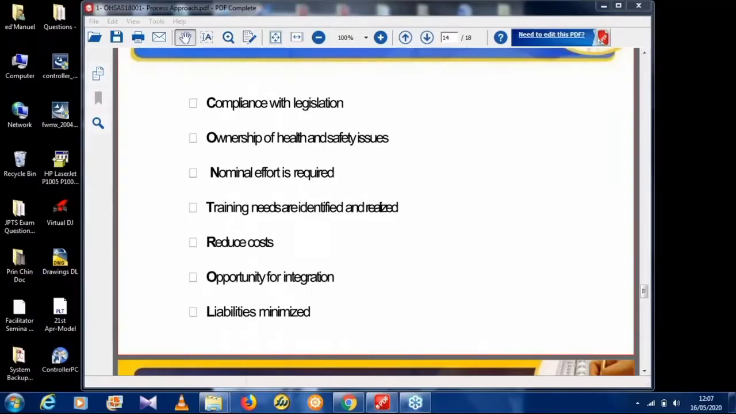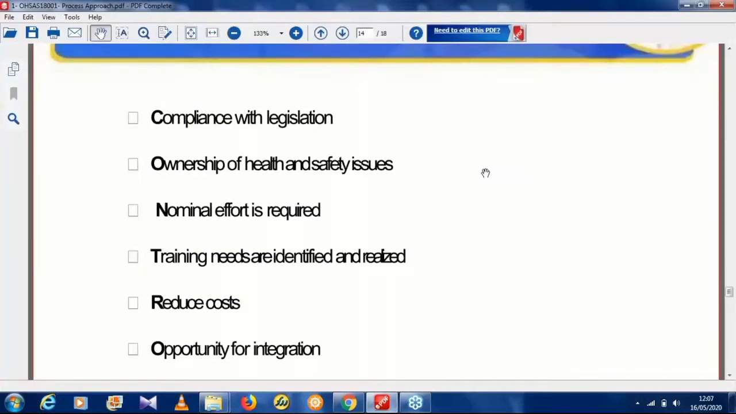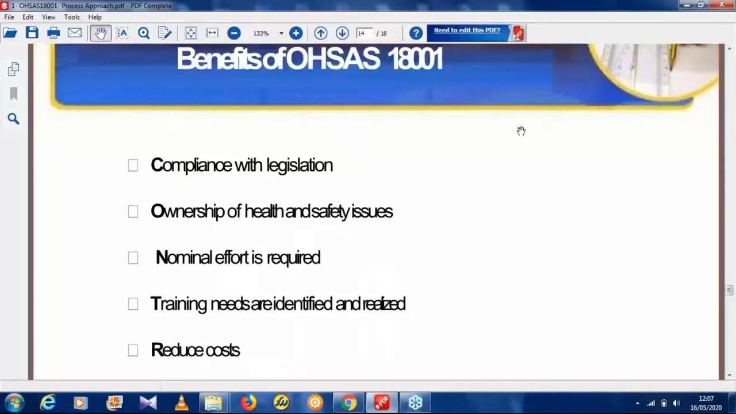I want to believe you can all hear me. You can also see my screen clearly. If that is so, then we can start off today.